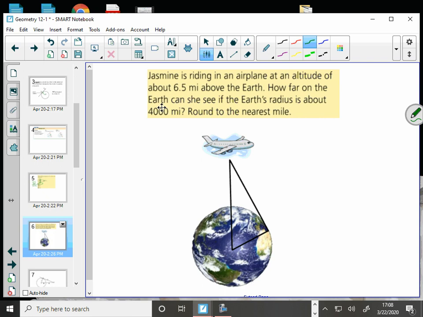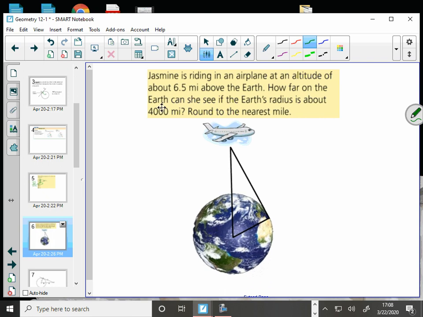Jasmine is riding in an airplane at an altitude of about 6.5 miles above the earth. Now this is impossible to draw to scale, so just bear with me here, but she's 6.5 miles above the earth, so this is 6.5. How far on the earth can she see if the earth's radius is about 4,000 miles? So the earth's radius, this green segment that I drew right here, is about 4,000. So that's 4,000, as well as this. That's the same length. So that's 4,000.